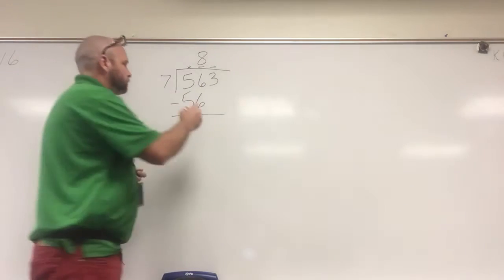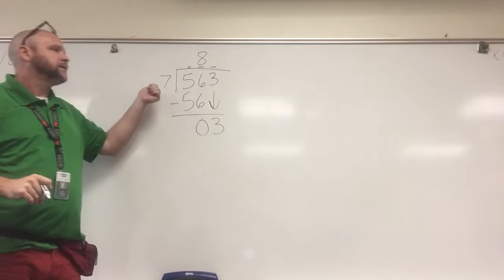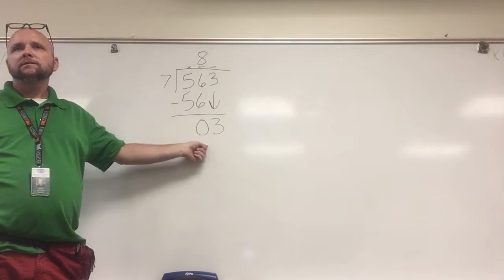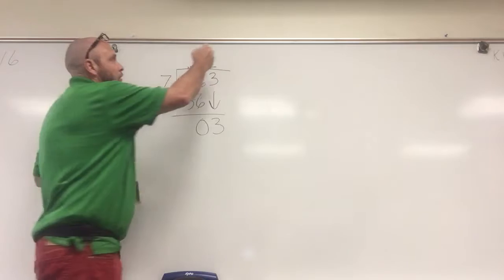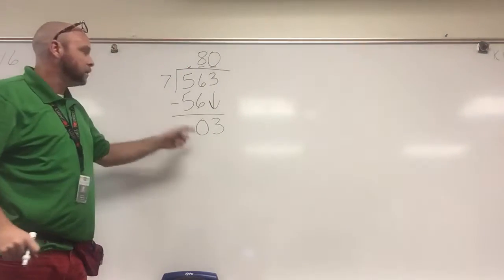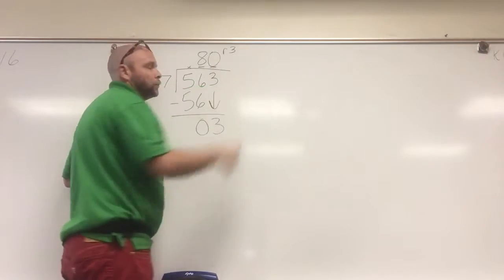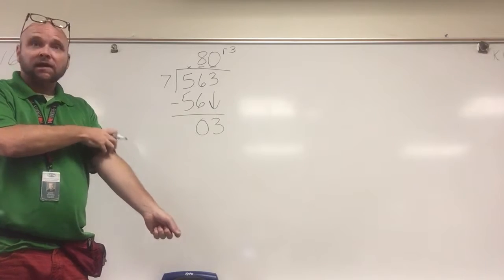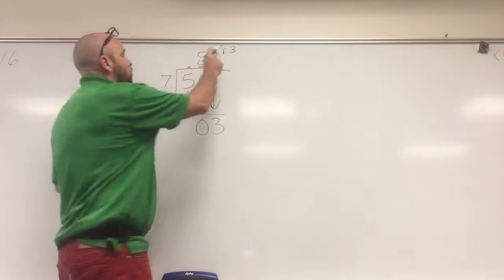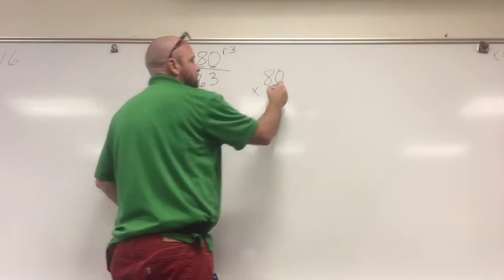Okay, so we subtract. How many times is 7 going to go into 3? It can't. But I have to have a 2-digit number. So 7 doesn't go into 3, so I put a 0 there. And my remainder is 3. So if we want to check it, we multiply our quotient, which is 80, times our divisor, which is 7.